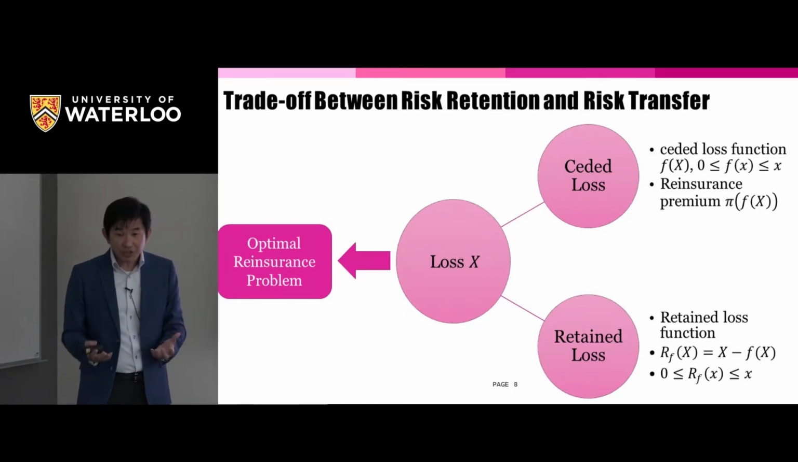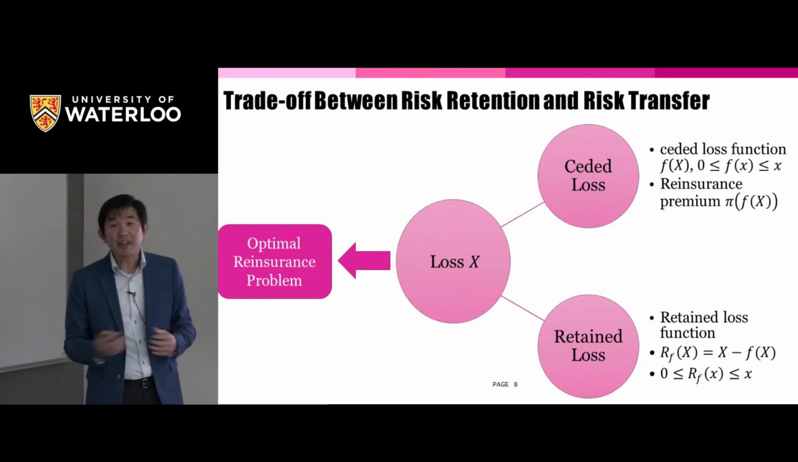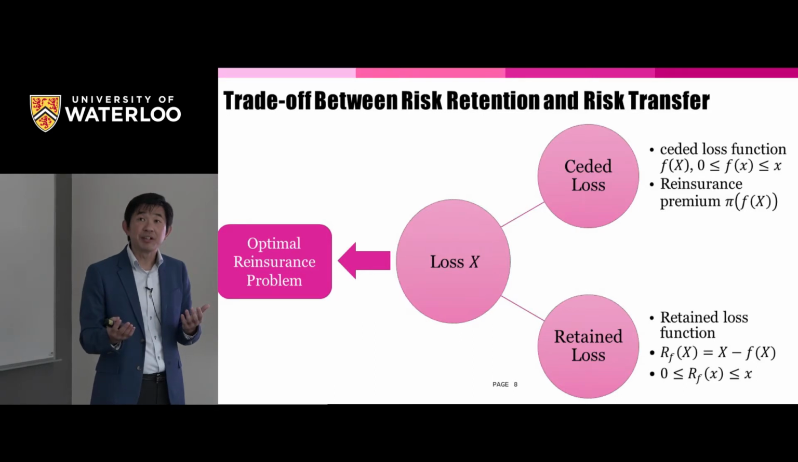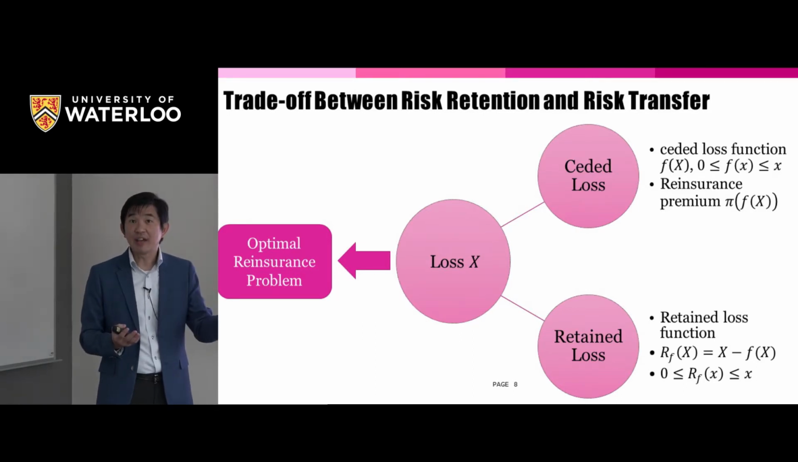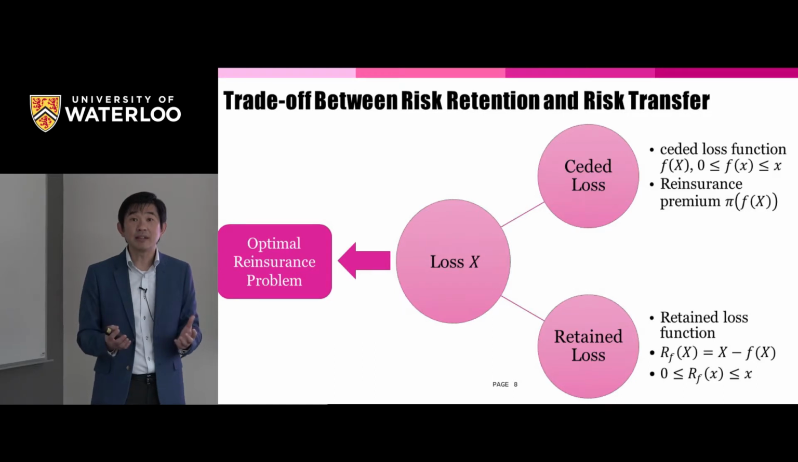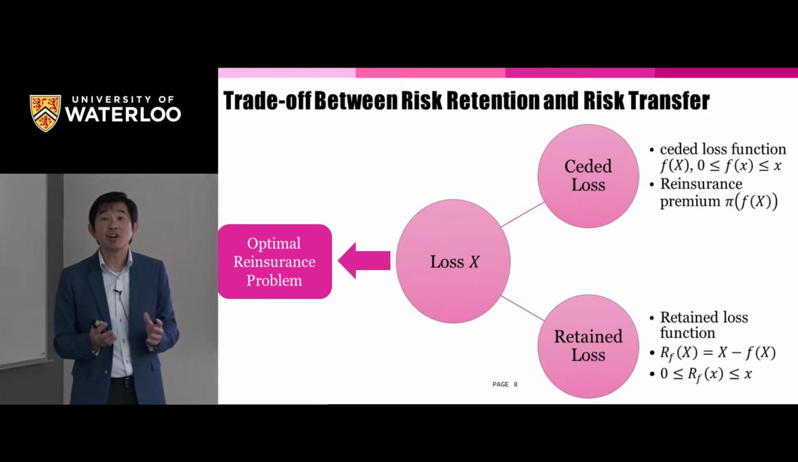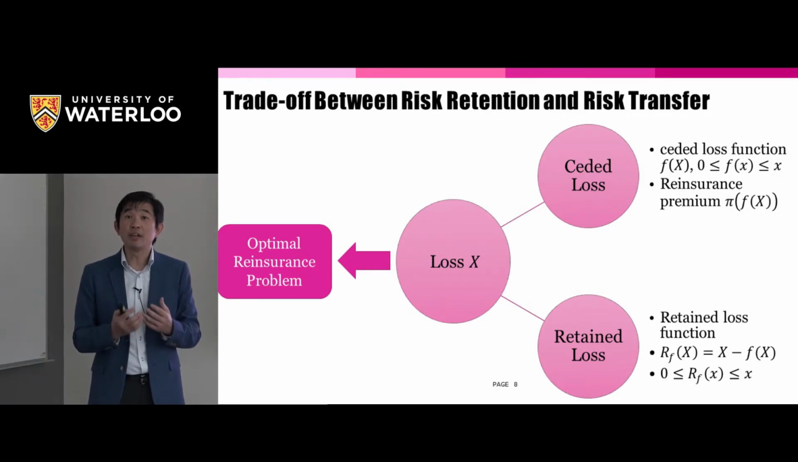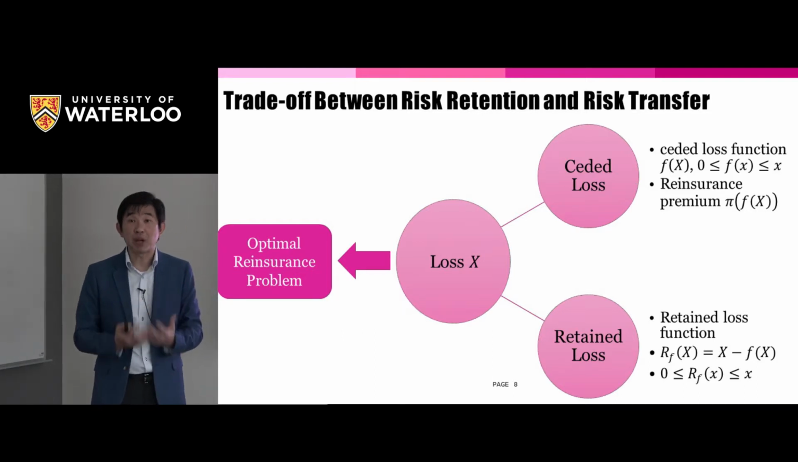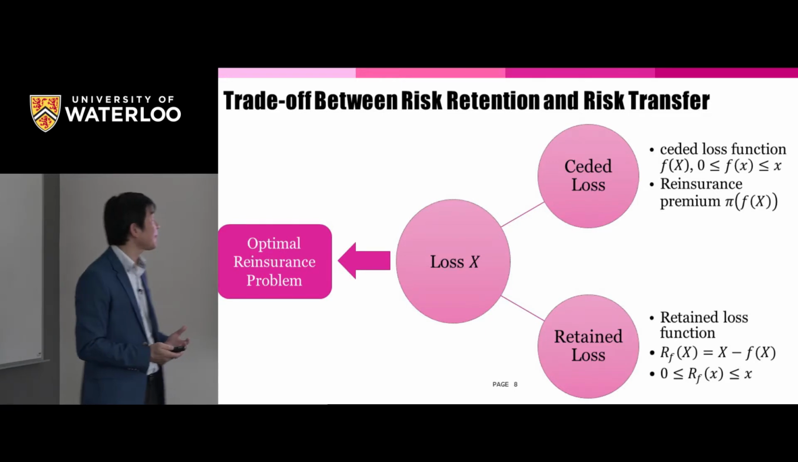So because of this trade-off, an interesting question is what is the right balance between risk retention and risk transfer? Mathematically, this implies that this problem can be formulated as an optimization problem, or more specifically, as an optimal reinsurance problem. Right?